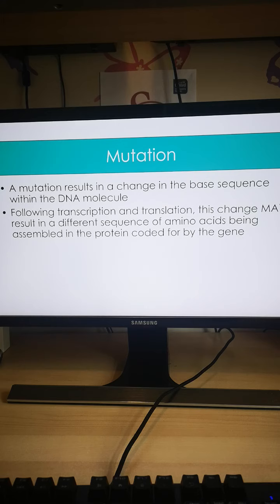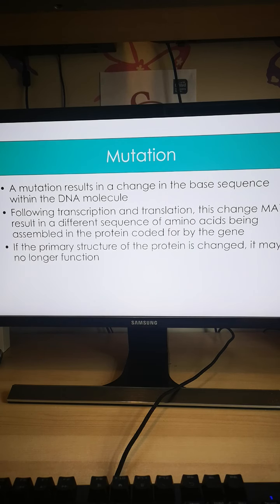Okay, so where we have got amino acids coded for by more than one codon, sometimes a mutation can happen, which we refer to as a silent mutation, because it has no impact on the final primary structure of the protein. It doesn't change the sequence of amino acids in the polypeptide because it still codes for the same amino acid, even though there has been a change in base sequence. Okay, but if the primary structure is changed, that might mean that the protein doesn't function anymore.